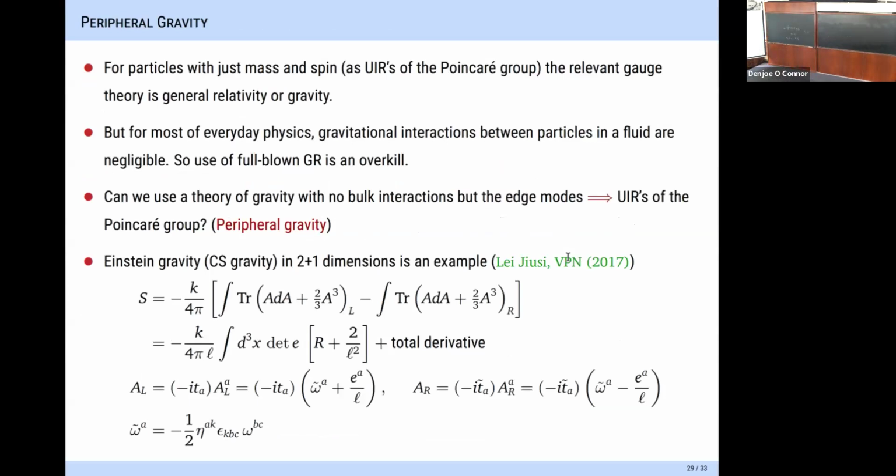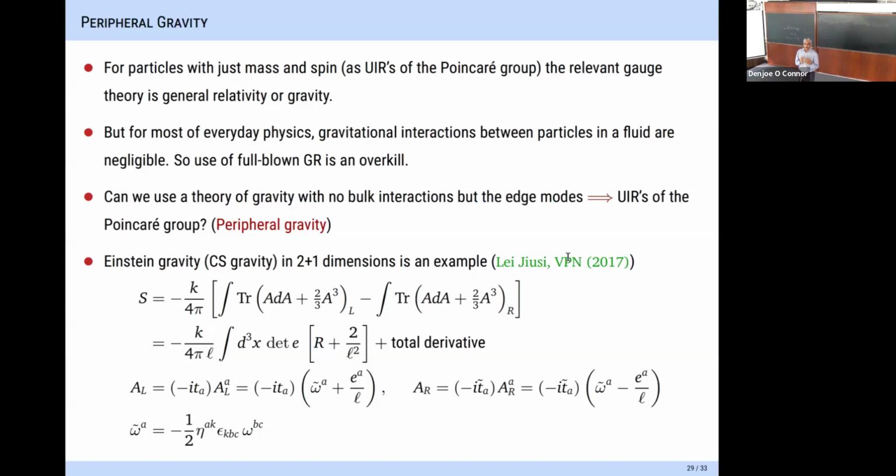I will spend just 5 more minutes. Otherwise, I won't take too much more time. Okay. So I want to go back to gravity for a second. Because we are talking about the Poincare group, you like to relate it to gravity, right? The gauge theory whose edge states would reproduce Poincare symmetry would be gravity. So in principle, you need to look at full-blown gravity to understand how Poincare group representations arise. But if you're talking about particles in the air moving as a fluid, and you tell me that I need to understand all of GR before I can do anything with those, that's a bit of an overkill.